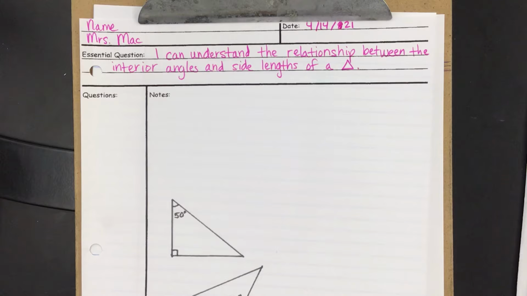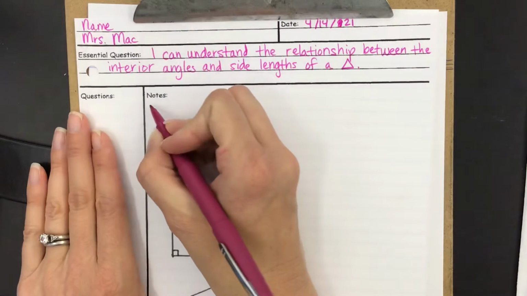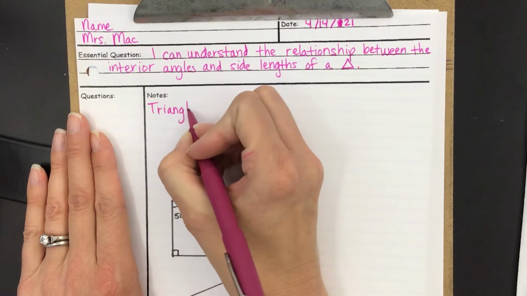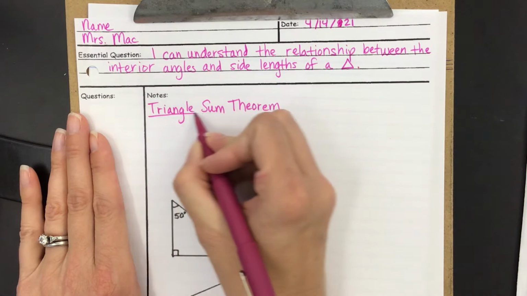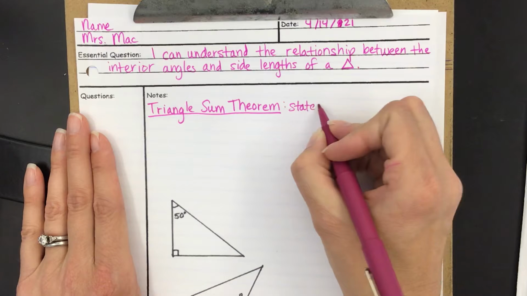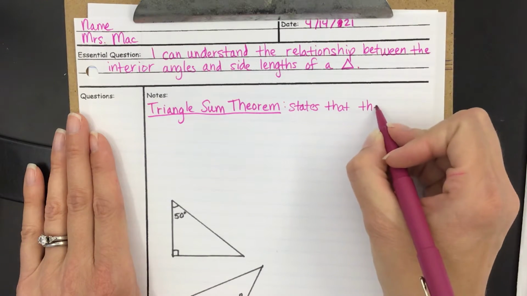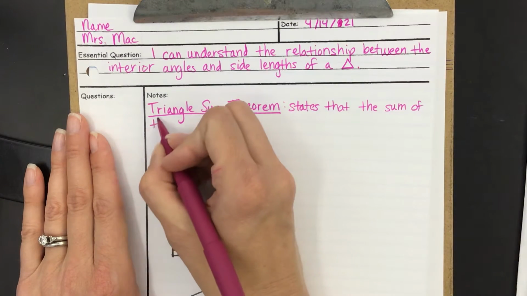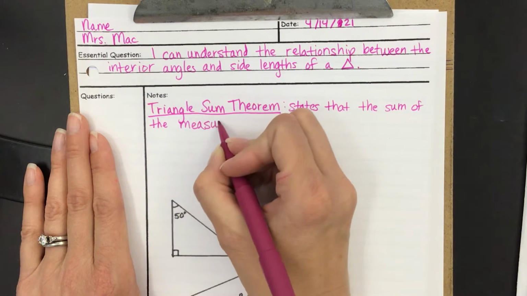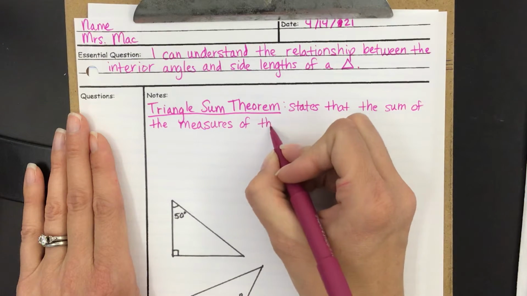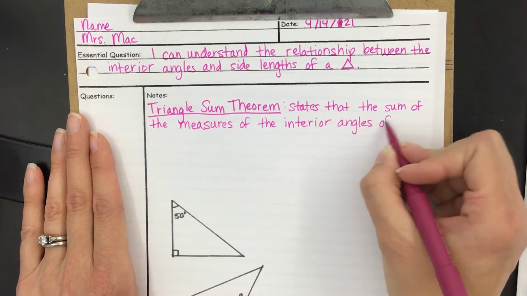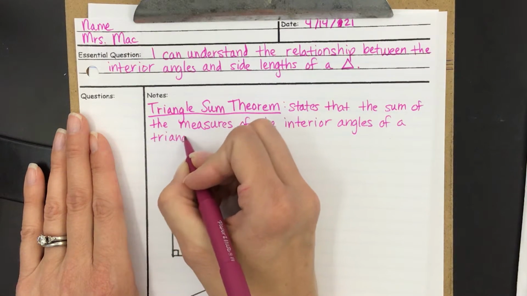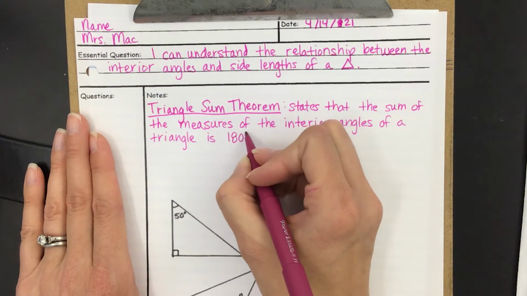Okay, so we're going to first write the triangle sum theorem down. I think you guys already know this theorem, but you've never had it formally stated like this. So the triangle sum theorem states that the sum of the measures of the interior angles of a triangle is 180 degrees.